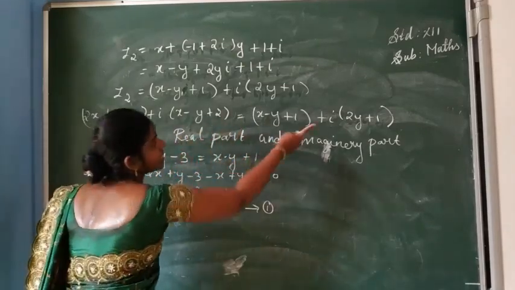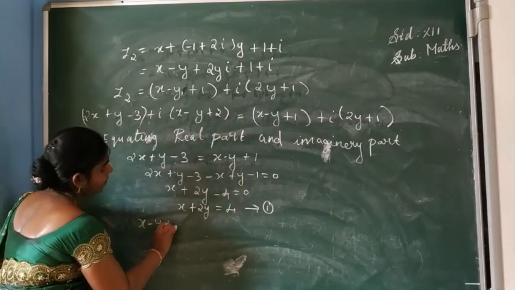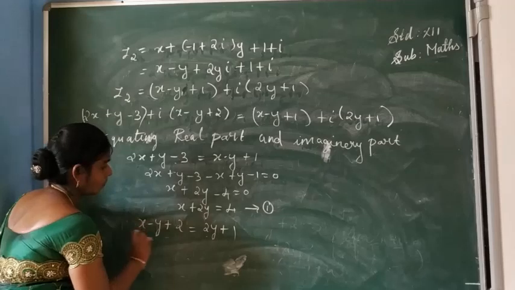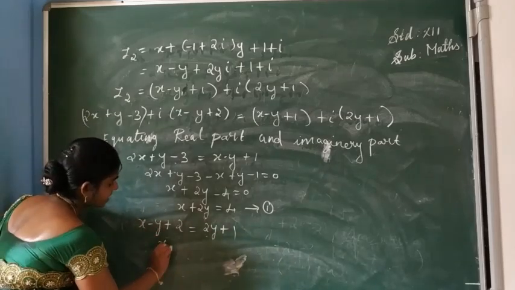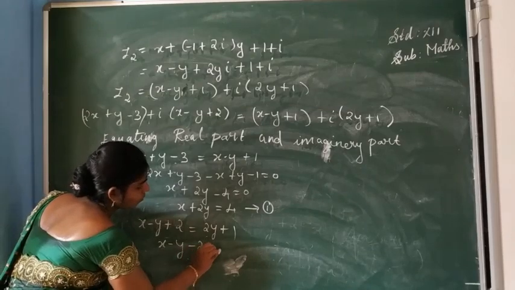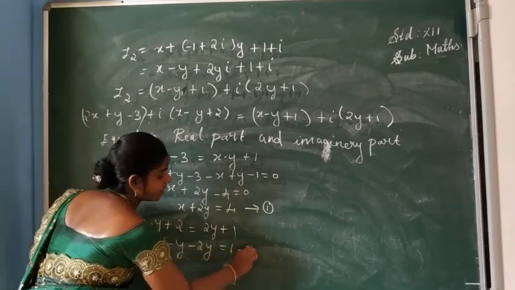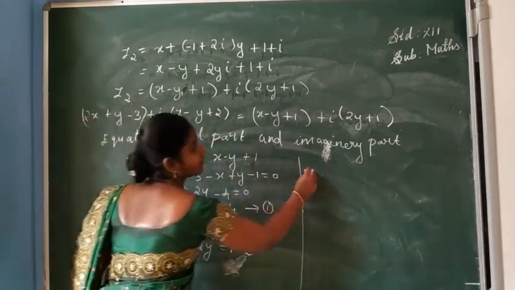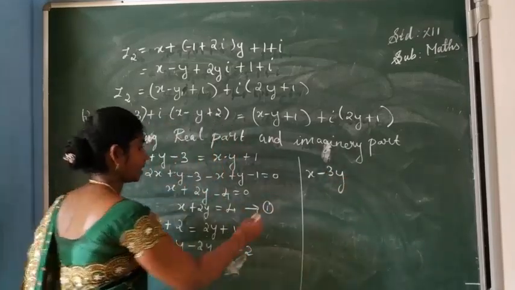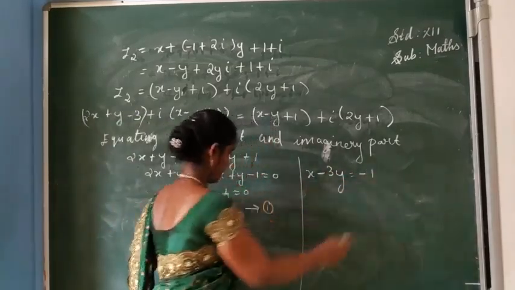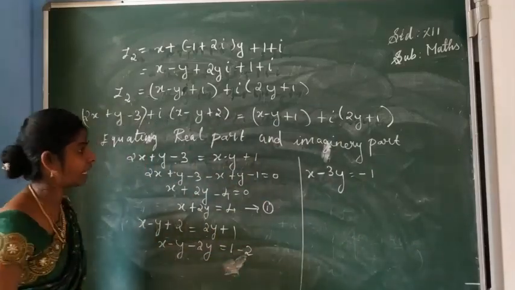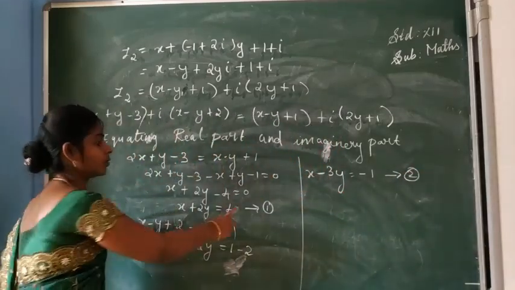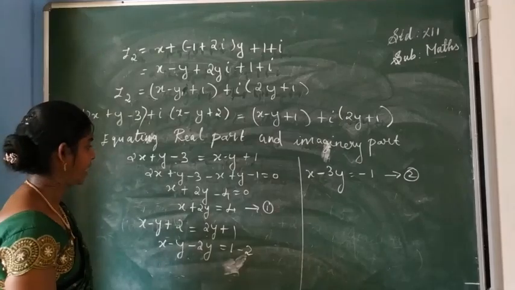Next we can equate imaginary part. So x minus y plus 2 equal to 2y plus 1. So change the sign, x minus y minus 2y equal to 1 minus 2. So 2x minus 3y equal to minus 1. 1 minus 2, the value is minus 1. Take this as equation 2. Next we have to solve both the equations and find the x, y value.